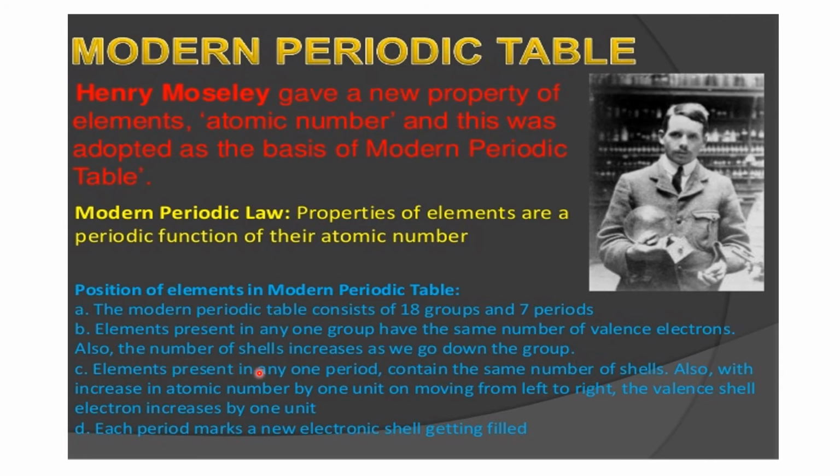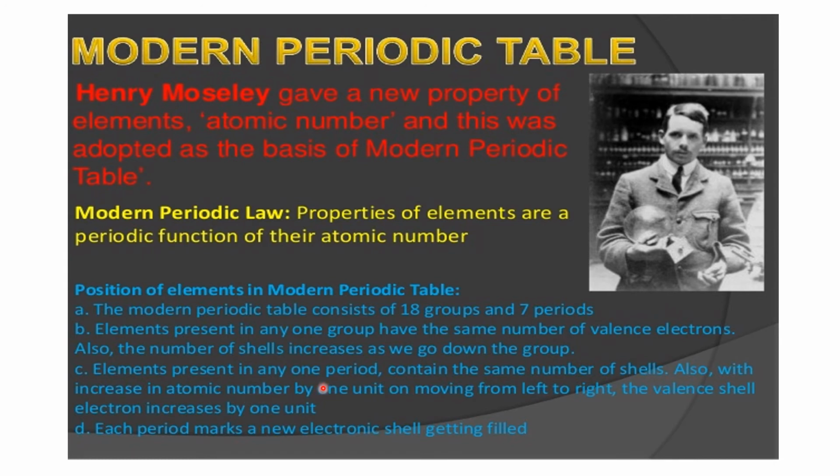Also, the number of shells increases as we go down the group. He has proposed that the elements which are present in the same group have the same number of valence electrons, and the number of shells increases one by one as we go down the group. The next point: elements present in any one period contain the same number of shells. So in a period, the number of shells for any element is the same. Also, with an increase in atomic number by 1 unit on moving from left to right, the valence shell electron increases by 1 unit. So this is what he has proposed about periods.